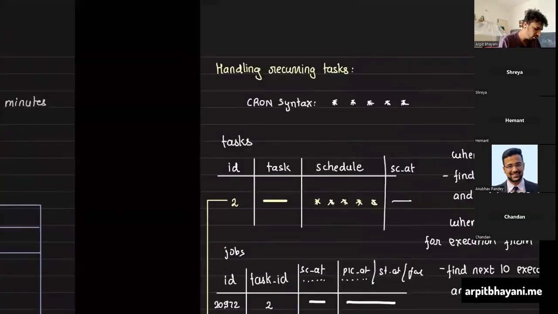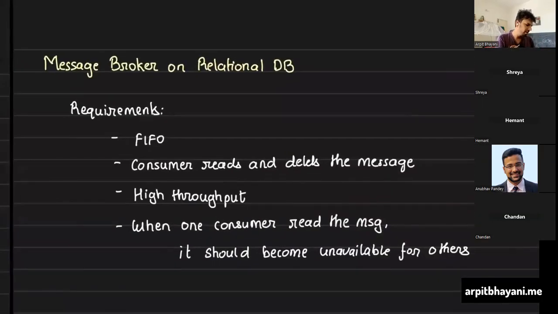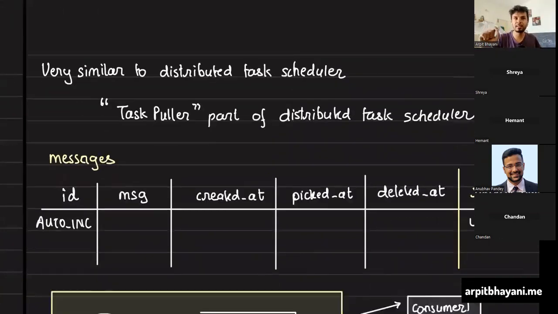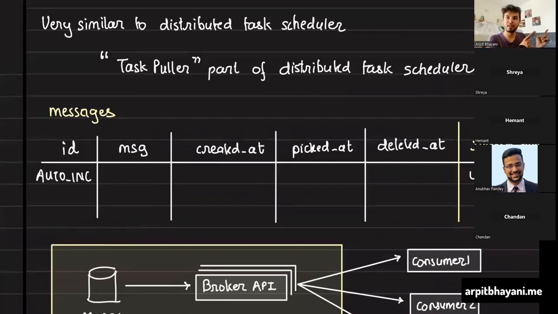Now we'll go into a simple extension to this system around message brokers on top of a relational DB. When you're designing a message broker like SQS, the requirement is that it should be FIFO, first in, first out. The consumer reads and deletes the message. The consumer tells it, hey, I read this message, it gives a receipt handle, and it deletes that message. And this needs to be high throughput. If you look closely, this is the first half of a distributed task scheduler.